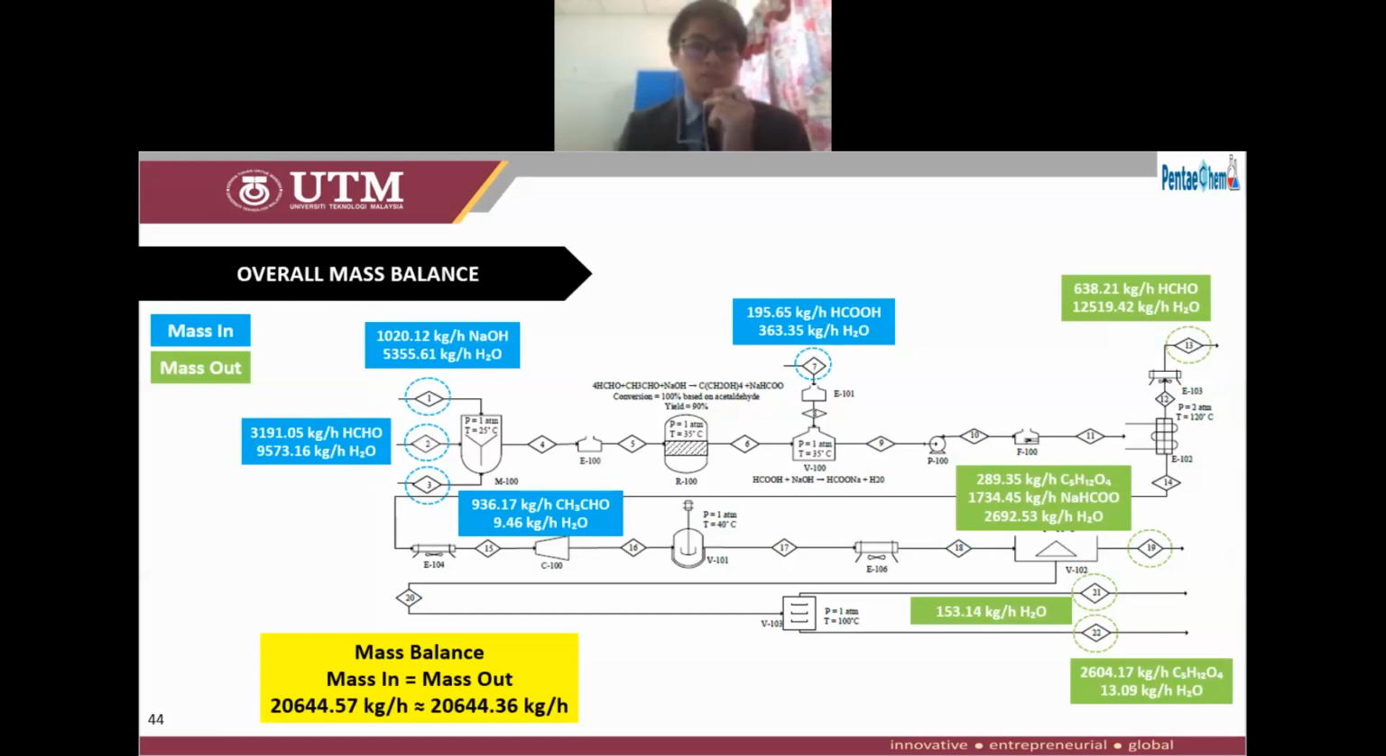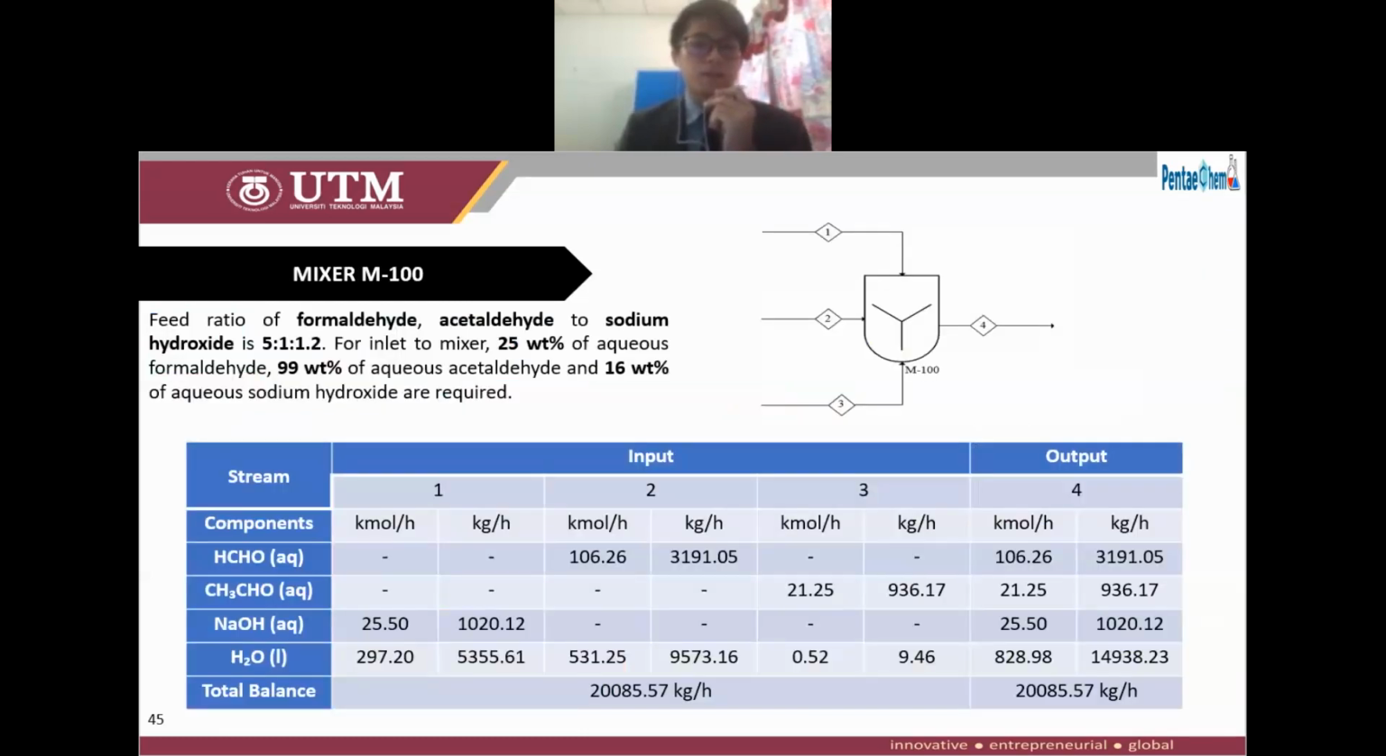Next. So for the mixer, acetaldehyde, sodium hydroxide, and formaldehyde are fed into the mixer in the ratio of 5 to 1 to 1.2. 25 weight percent of aqueous formaldehyde, 99 weight percent of aqueous acetaldehyde, and 16 weight percent of aqueous sodium hydroxide are required. And this table summarizes the mass balance for the mixer.